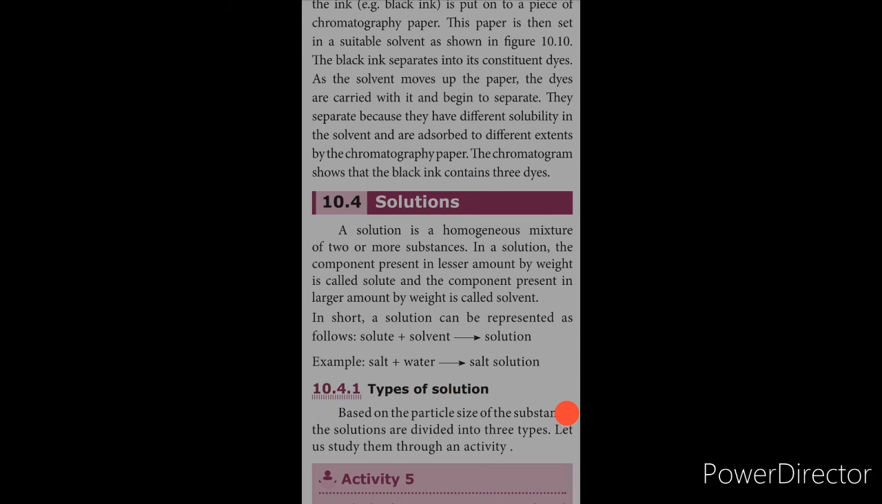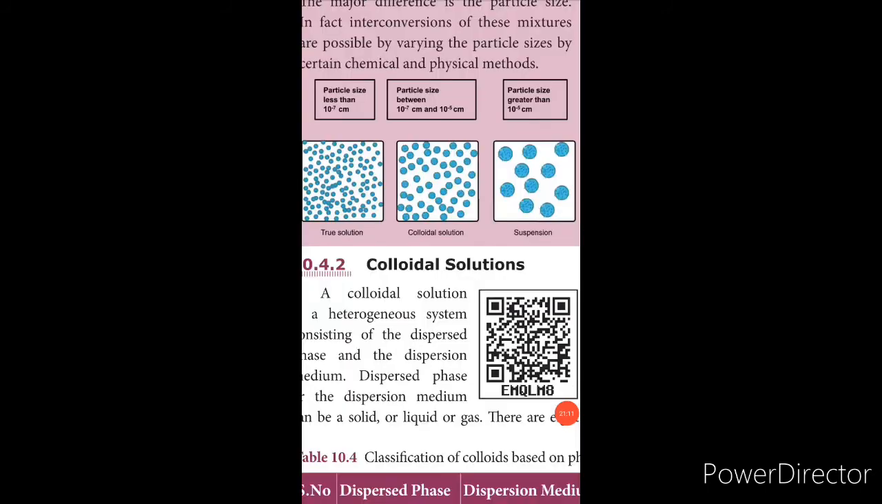Now we'll see the types of solution. There are three types of solution, children: true solution, colloidal solution and suspension. Now we'll see the examples of it so that you can understand these types of solution. True solution, example, sugar plus water. The solute is the sugar, isn't it? So this gets completely mixed.